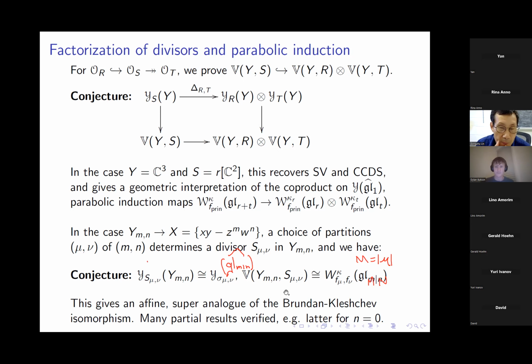And so there's this amazing, still somewhat conjectural link between the representation theory of general type A affine W-algebras for arbitrary nilpotents, in fact superalgebras, and the geometry of coherent sheaves on all of the different divisors inside of these threefolds. I'll try to flesh out that correspondence, and you'll see that there's a lot of very convincing evidence, although this is still conjectural. As I say, there are many partial results verified, and in fact this latter isomorphism, in the case where n is 0 in the non-super case, I do prove in the forthcoming preprint.